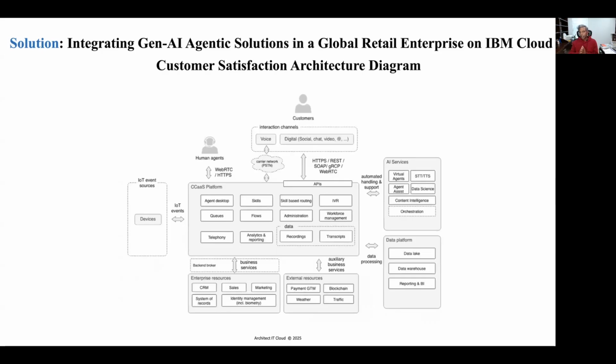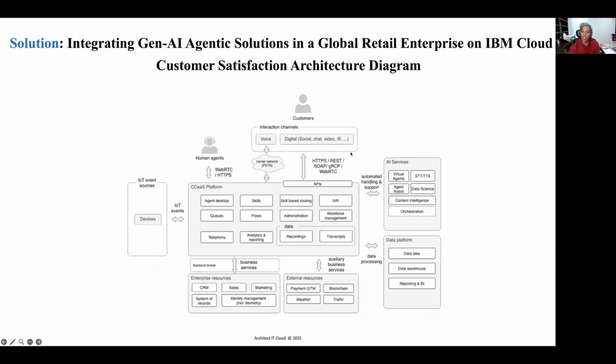And this is the exact architecture diagram. This is available as public. I am going to share the link in the description. You can go and download this diagram, or you can use this as a reference for implementing the solution for your organization. So if you look at this, the customer has various ways of communicating to the system.